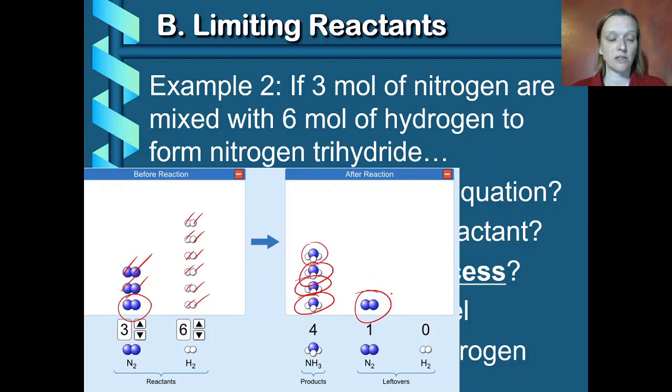And I can answer the rest of my questions now. The limiting reagent is the one that we ran out of first, and that was the hydrogen. The one that was in excess was the one that we had left over at the end. That was nitrogen. And I showed that I could form 4 molecules of the nitrogen trihydride, and that's my answer to that question. I hope this helps.